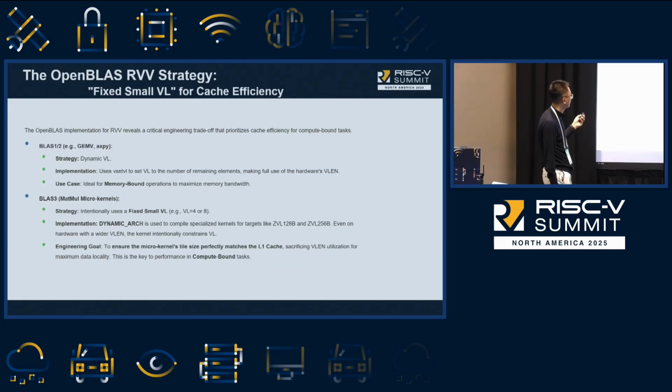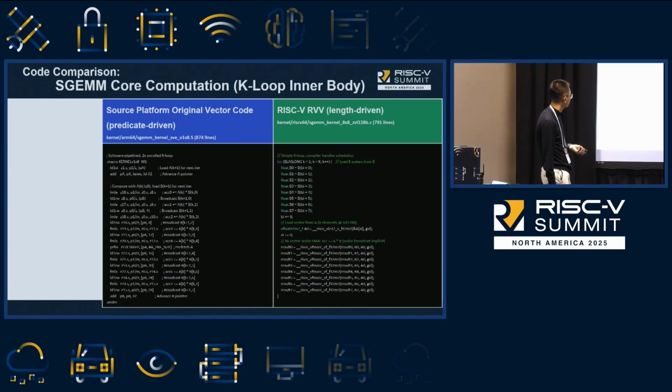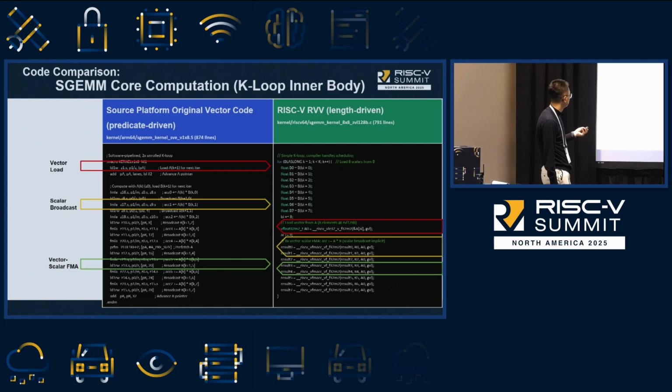The level 1 and level 2 operations are memory bound, so you can read as much data as possible. That's good. But level 3 is compute bound, so it really doesn't matter how much data you can read. It's bounded by the processing power. So that's the reason. And here is the comparison between ARM SVE and RVV.